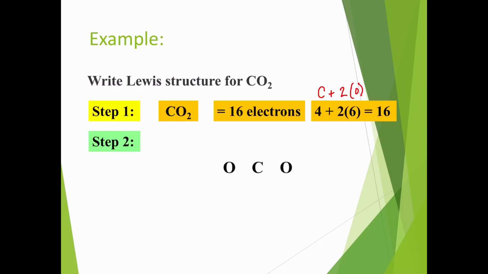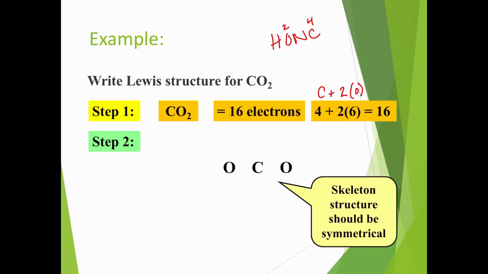Then, right, we need to figure out where things are going. So if we think about the HONC rule, again, we're trying to put the one that can make the most bonds in the middle. So carbon, right, can make 4 bonds, whereas oxygen can only make 2. So since carbon can make 4 bonds, it goes in the middle.